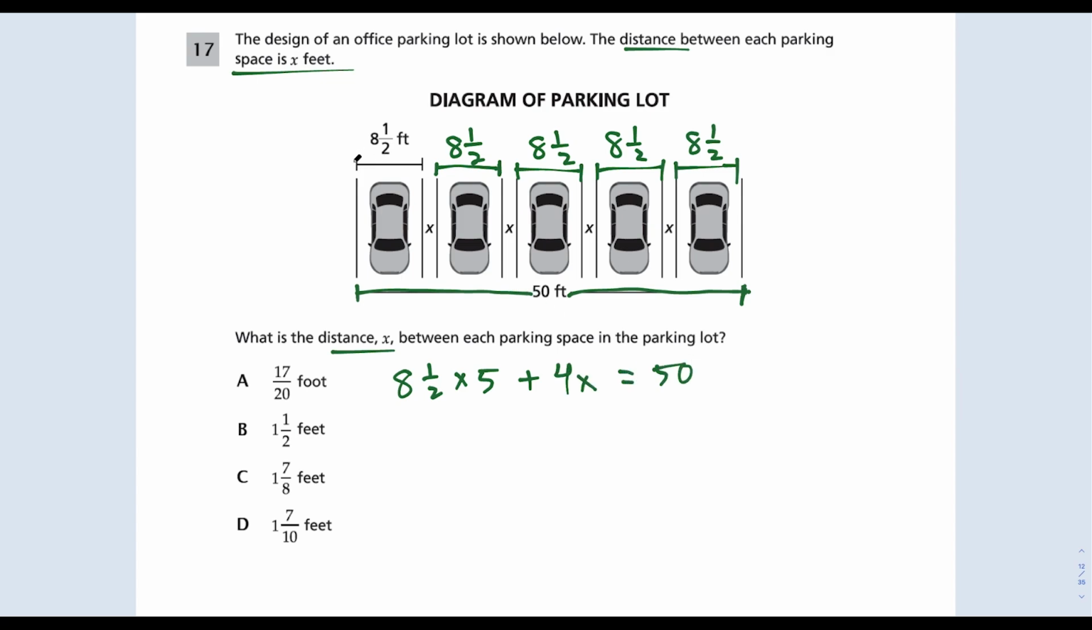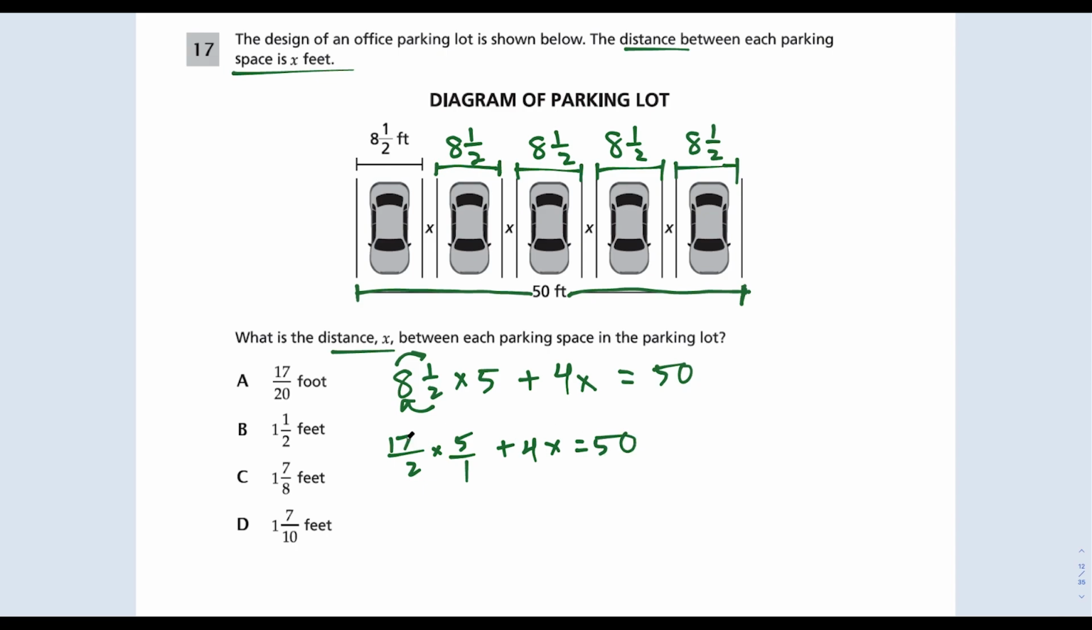Because once again, notice we go 8.5, x, 8.5, x, 8.5, x, 8.5, x, and then 8.5 once more like this. So we're going 8.5 5 times, and we're going x 4 times, and that's going to cover 50 feet. So now we just have to do the arithmetic. We're going to have 2 times 8 is 16, plus 1 is 17. So that's 17 over 2 times 5, and 5 I'm going to call 5 over 1. And then we have plus 4x is equal to 50.